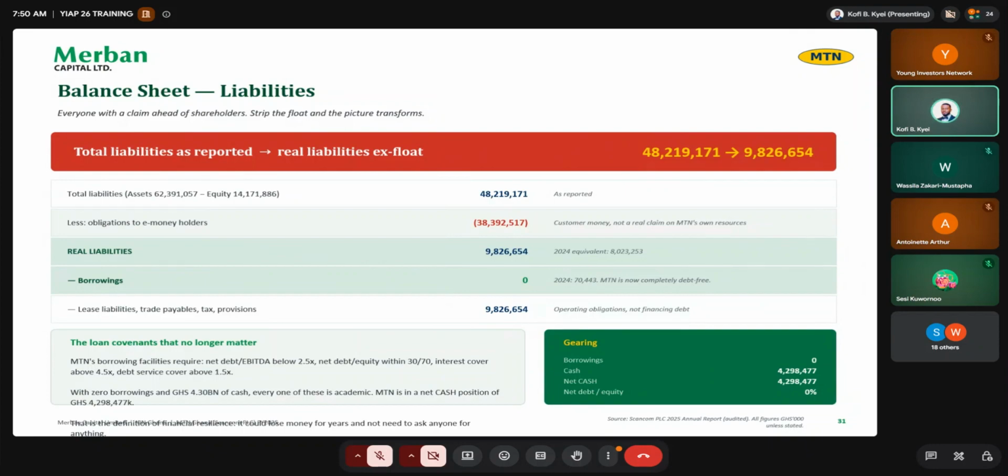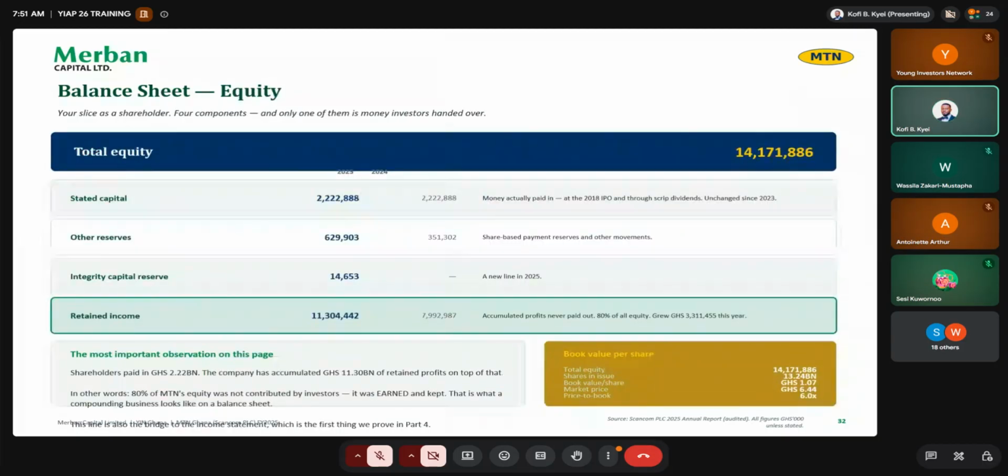We keep saying 38.4 belongs to customers of mobile money. The 9.8 billion left represents the real liabilities. So that means, sorry, 24 billion in assets against 9.8 billion in liabilities. Now we move to the equity.